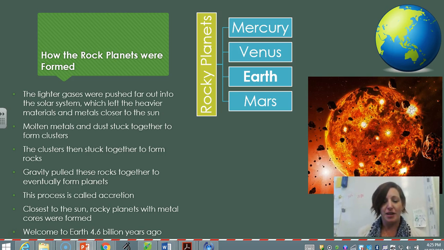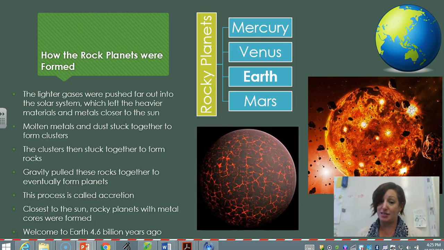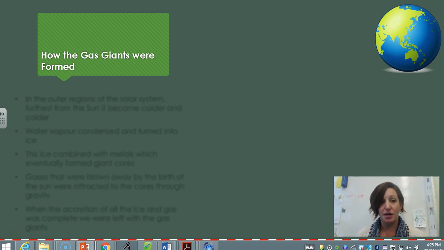And about 4.6 million years ago, our Earth was born. It looked a bit like that. So nothing like what we see today, but it was just such an explosive time. It was so hot and volatile that it was just a ball of molten rock, pretty much.